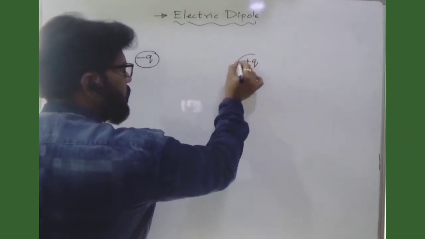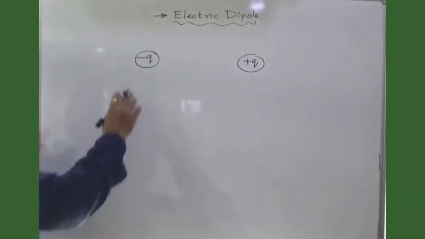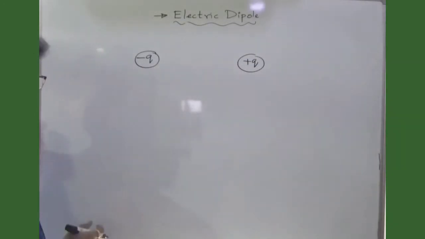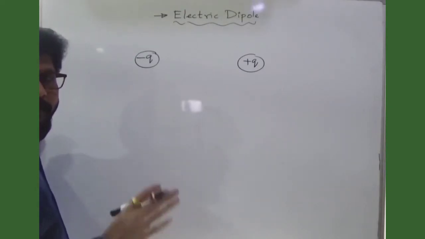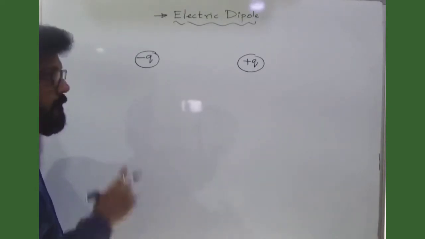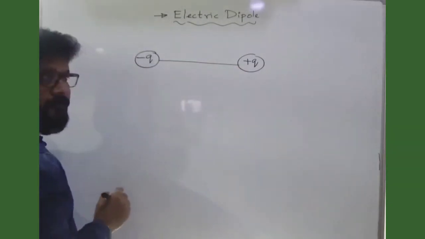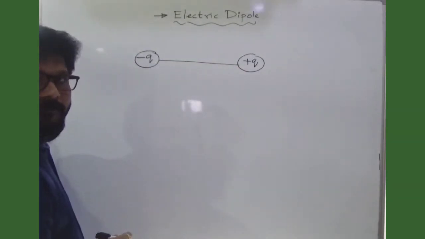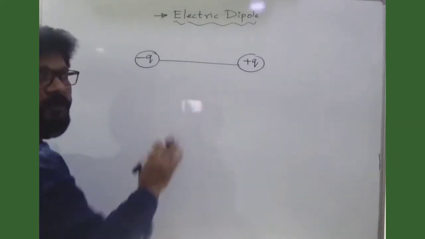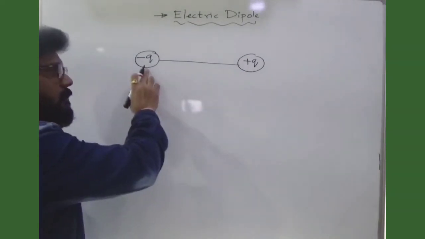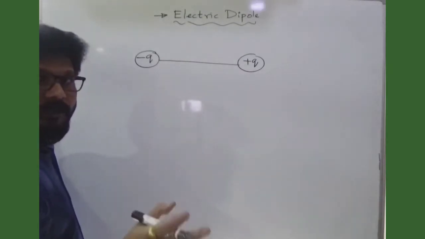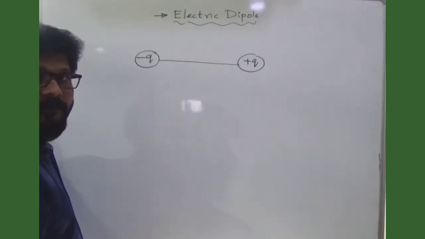Two charges are there, right? Two equal and opposite charges separated by a certain distance. This distance should be small. Two charges separated by a small distance. Both have the same magnitude but opposite signs.